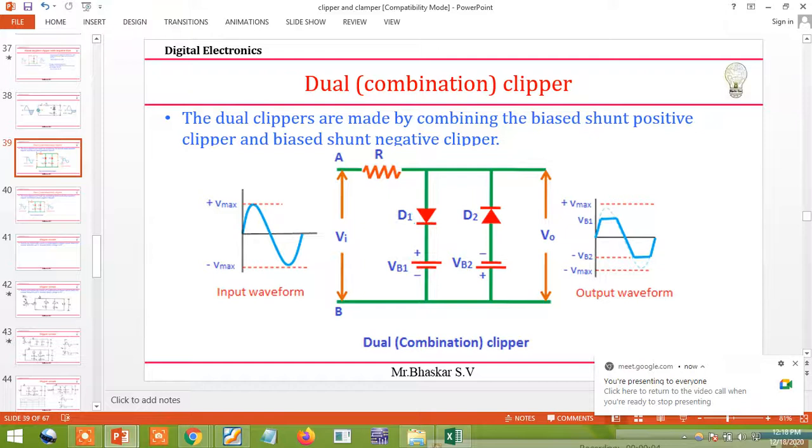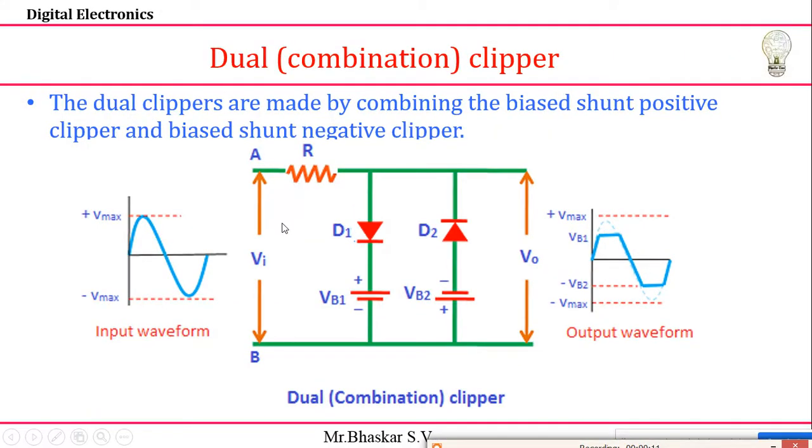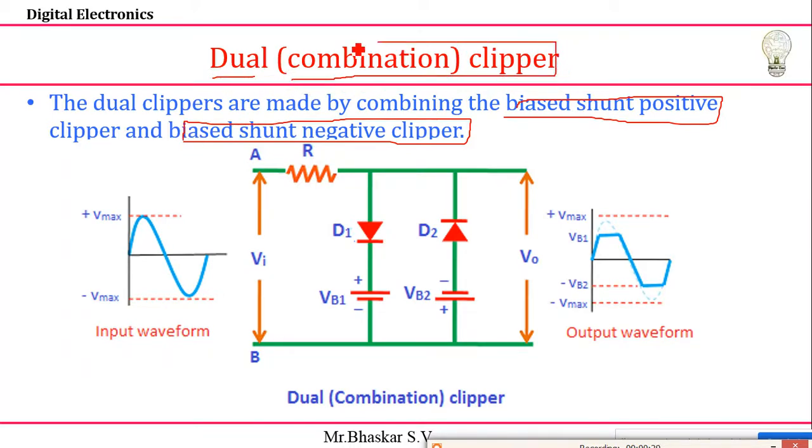So, the dual or combinational clipper circuit. Dual is nothing but a combination of your parallel positive clipper as well as negative clipper. We are going to combine the circuits of the biased shunt positive clipper as well as the negative clipper. If I combine these two, then I'll get the dual, also called the combinational clipper circuit.